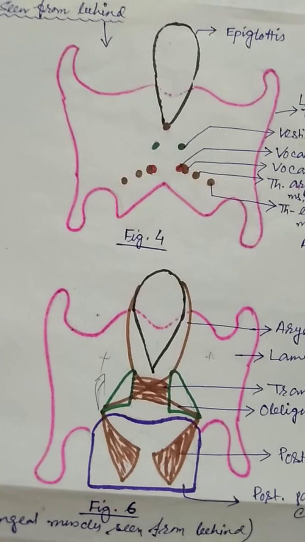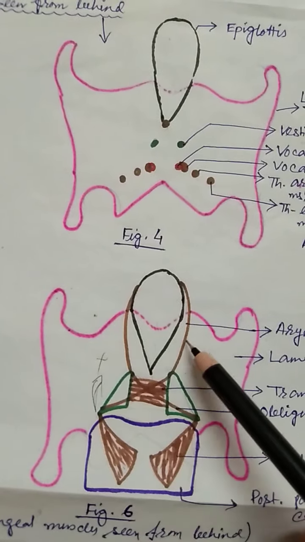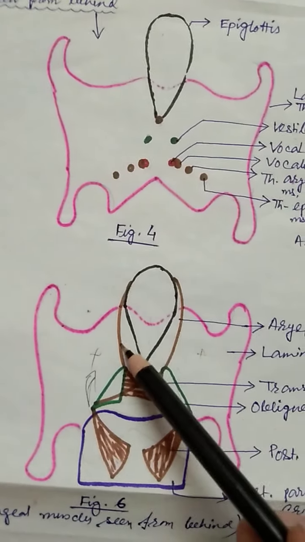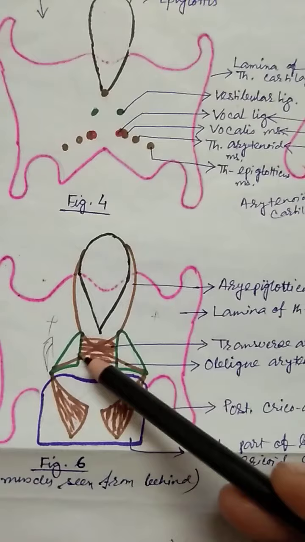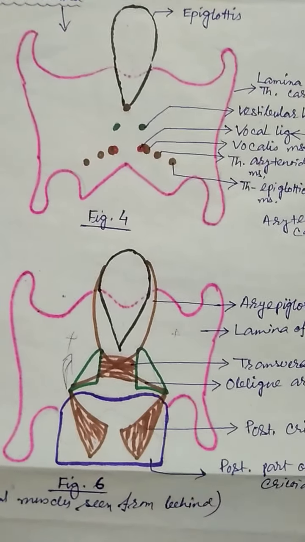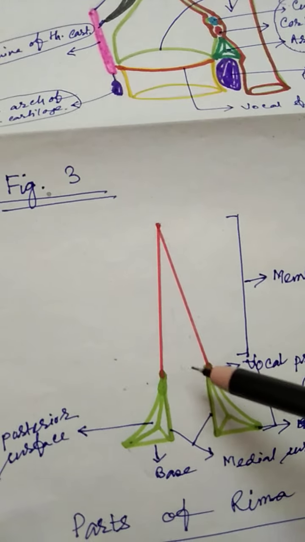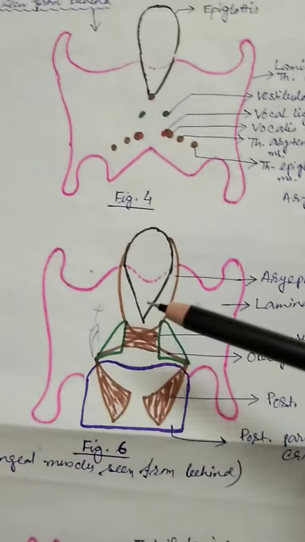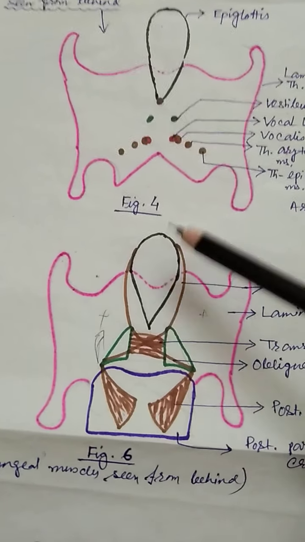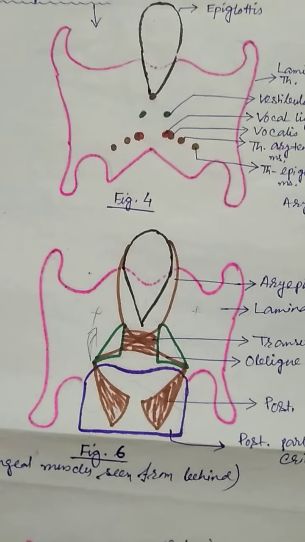You should remember, the aryepiglottic muscles are apposed together at the time of deglutition. These two muscles are contracting, and the transverse arytenoid and oblique arytenoids are contracting. So the two arytenoids are apposed together, and there is no gap in between. The vocal folds and the laryngeal inlet are closed, preventing the entry of food materials through the laryngeal inlet into the larynx.